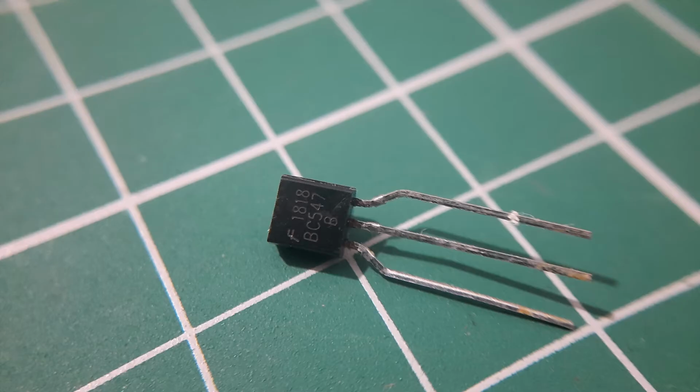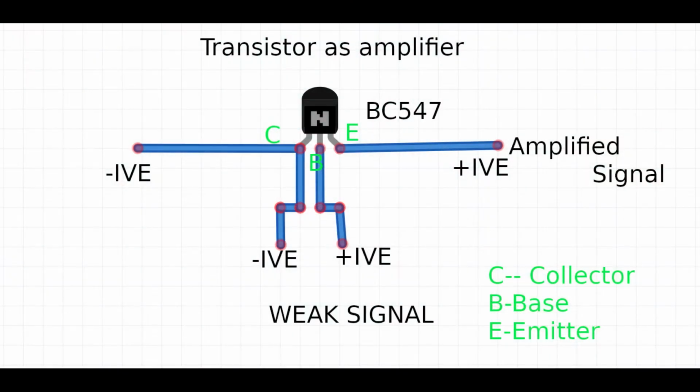I am going to use a BC547 transistor as the amplifier. How this works is, if we apply a weak signal to the base, we will get an amplified signal across the emitter and the collector. In other words, the resistance across the emitter and collector changes in accordance with the base voltage. After using the amplifier, the brightness of the laser diode has increased. That's all for the transmitter unit.